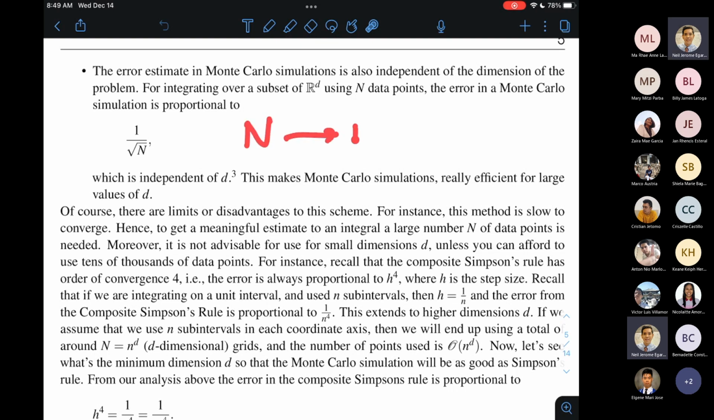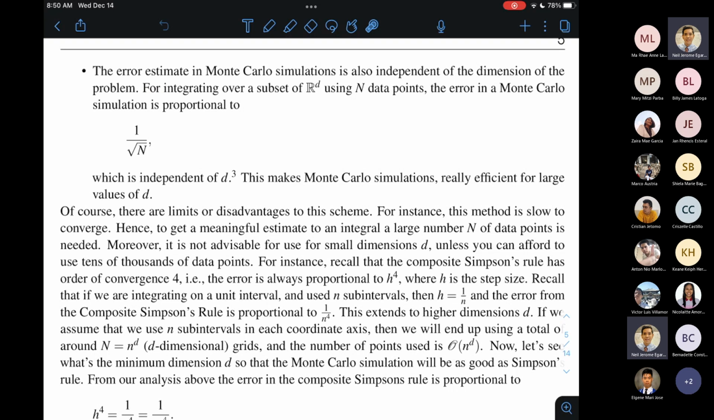So you wanna use n, you want to choose n to be a very large number, or you want to make n approach positive infinity. And then another nice thing is that that error bound is independent of the dimension of the problem. Kahit 5-dimensional, kahit 10-dimensional, or 6-dimensional yung integral mo, laging 1 over square root of n yung ating error estimate.